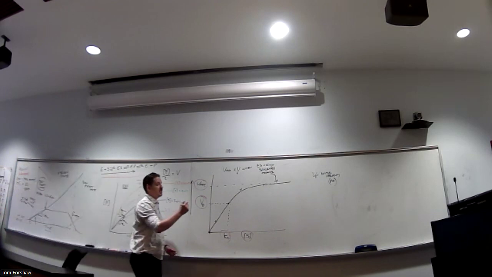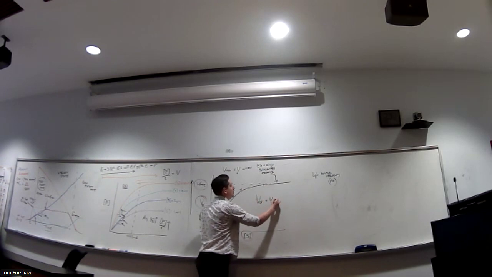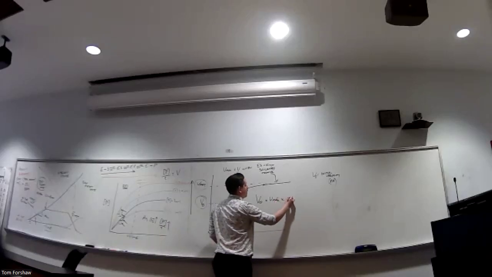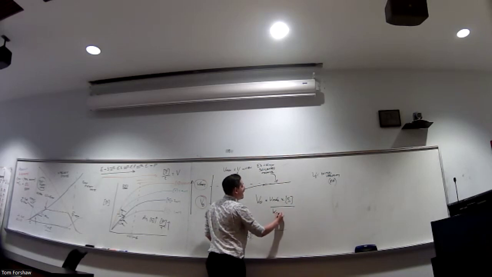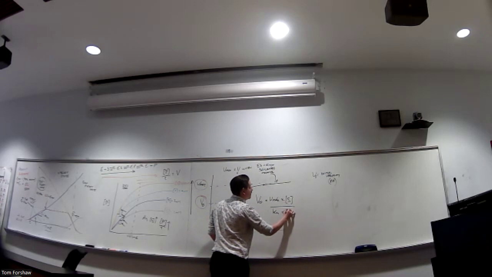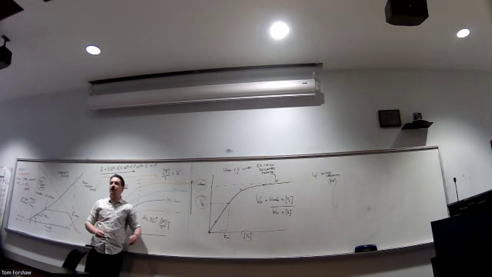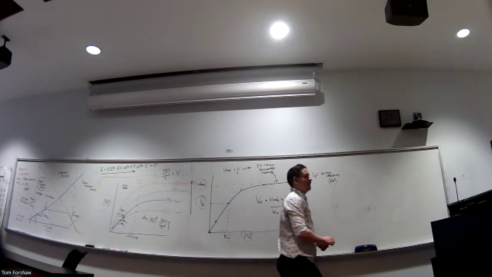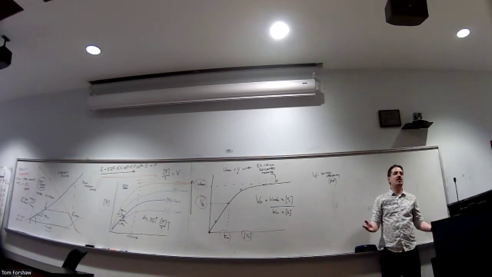And they're all related to each other by this equation. V0 equals Vmax multiplied by substrate concentration divided by Km plus substrate concentration. And that is the equation of this graph right here. That's the Michaelis-Menten equation. And so if we know some of these, we can work out the others.